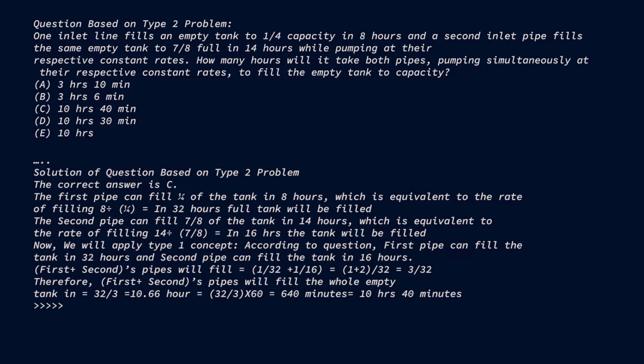into hours. So how will we do it? We'll divide by 60. So we'll get 10 and 2 by 3. So 2 by 3 is what? 2 by 3 hours we'll convert into minutes, which will come 40 minutes. So the answer is what? 10 hours 40 minutes.